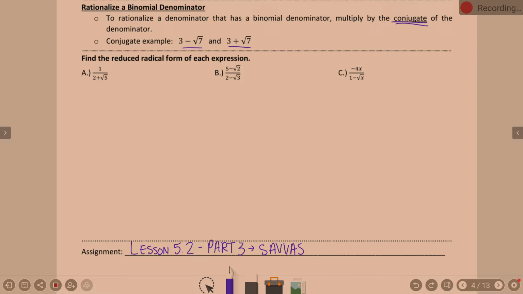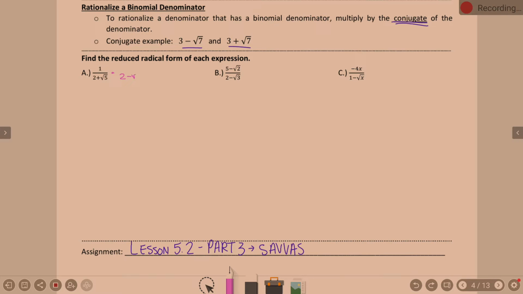So as we look at example A, it's 1 over 2 plus square root of 5. As it stands right now, there's no simplifying I can do. Okay? With that in mind, I need to get rid of that square root of 5 out of the denominator, though. And so this is a good example of where we're going to multiply by the conjugate. What's the conjugate of 2 plus square root of 5? 2 minus square root of 5.